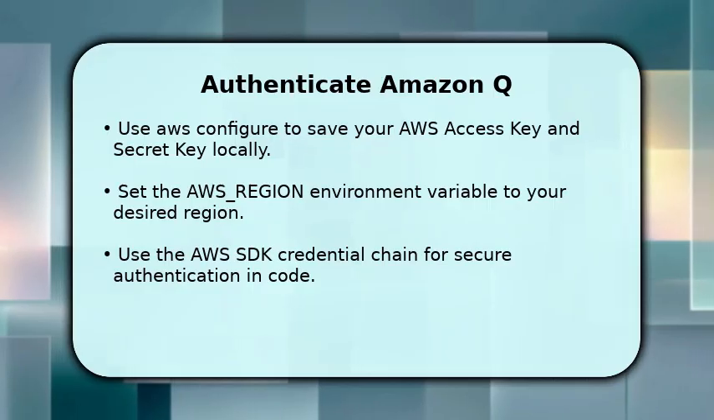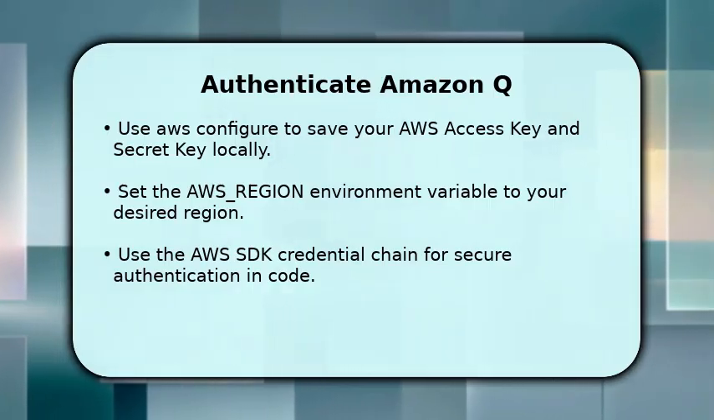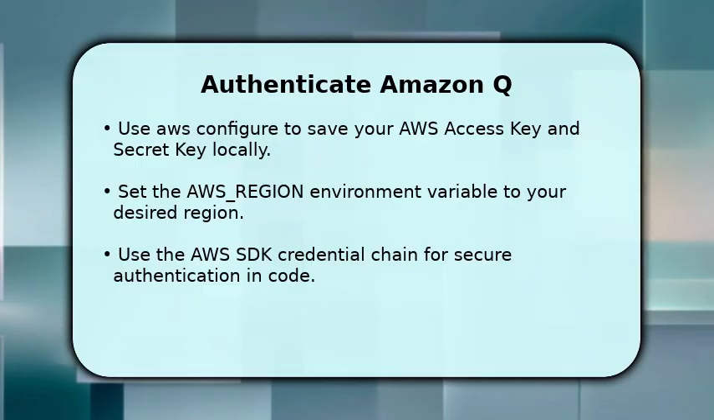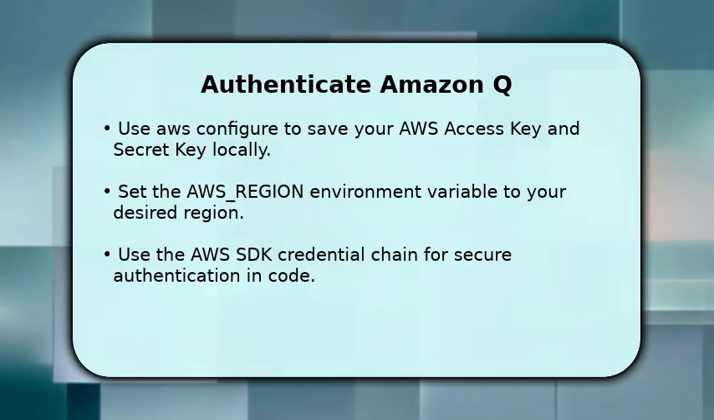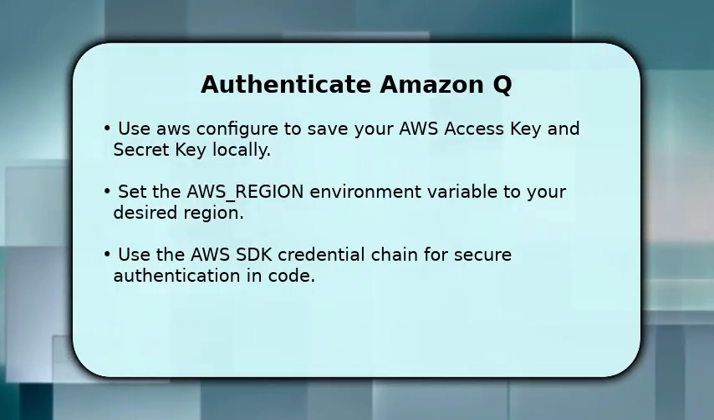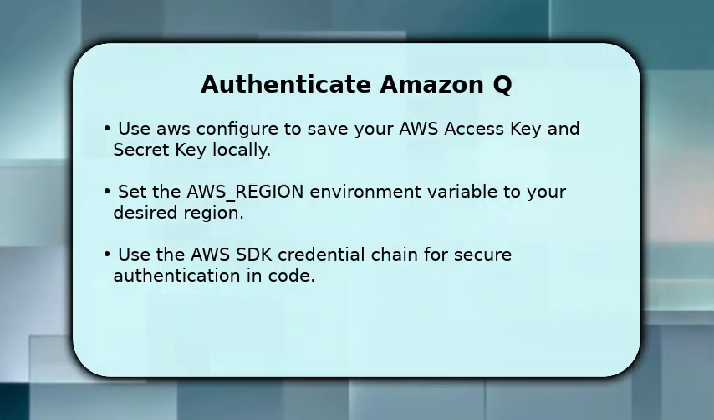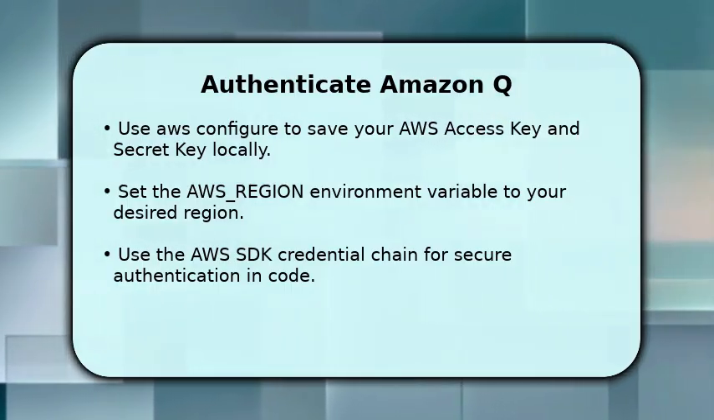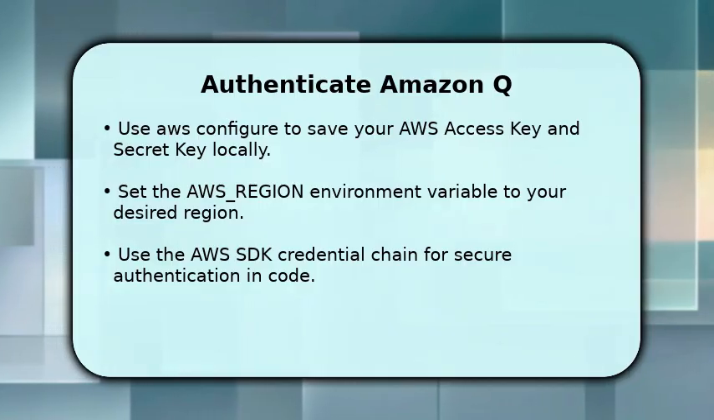Use aws configure to store your AWS access key and secret key locally on your machine. Set the AWS region environment variable to the region where your Amazon Q resource is live. Prefer IAM roles or temporary credentials for production environments to limit exposure.